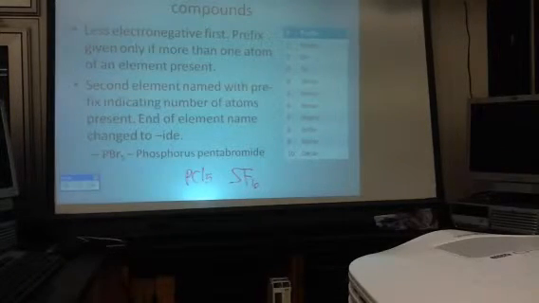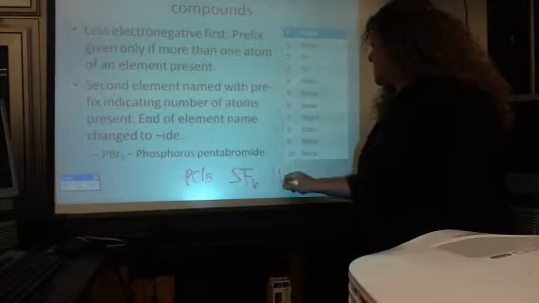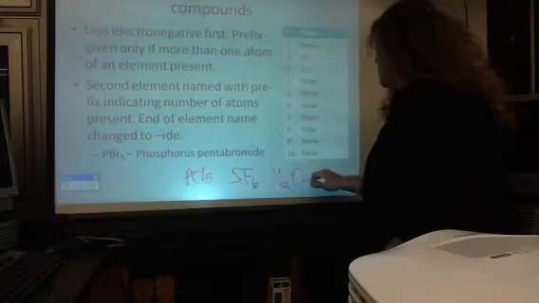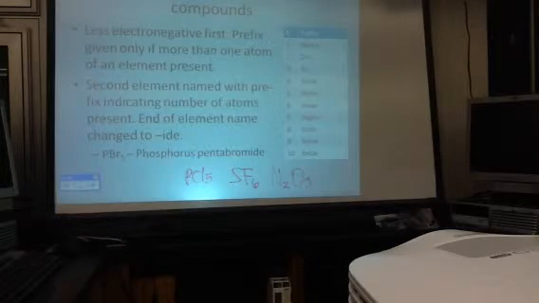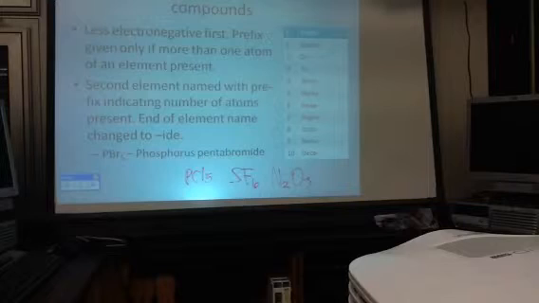What about N2O3? Okay, what is it? Dinitrogen trioxide. And you have to have a prefix on that first one because there's more than one. If it was just NO3, what would it be? Just nitrogen trioxide, no prefix.